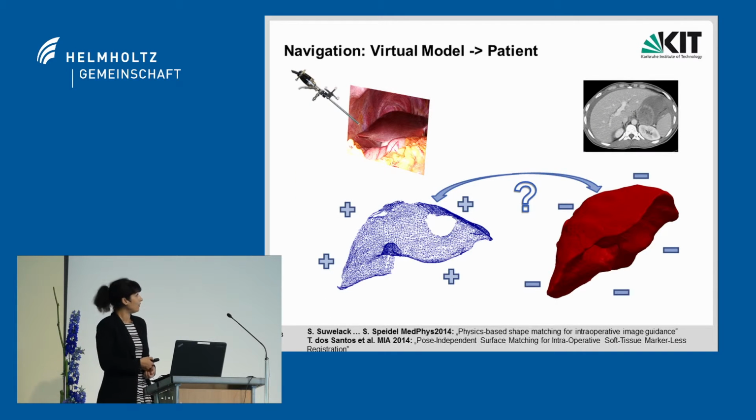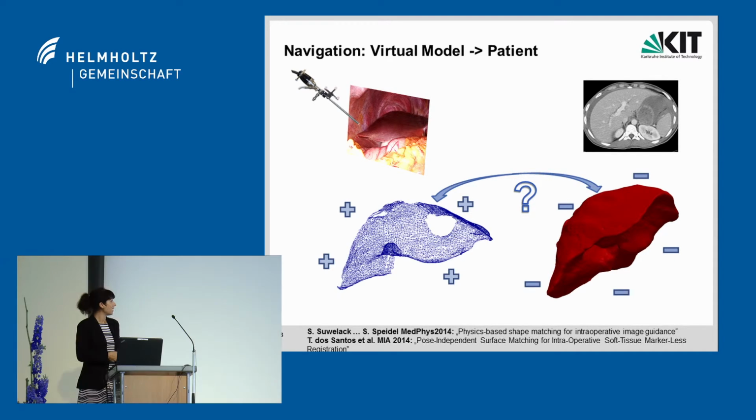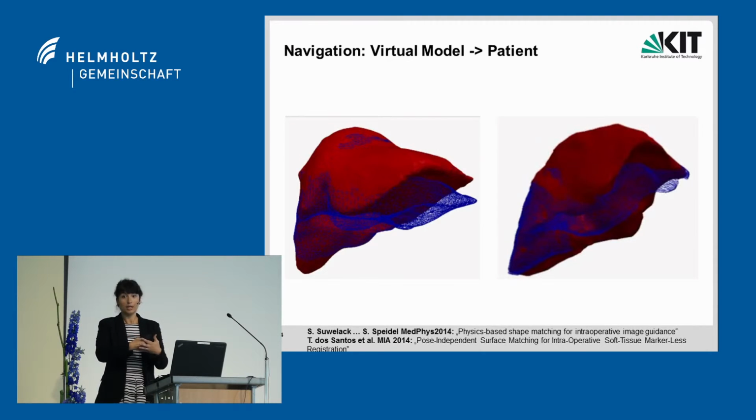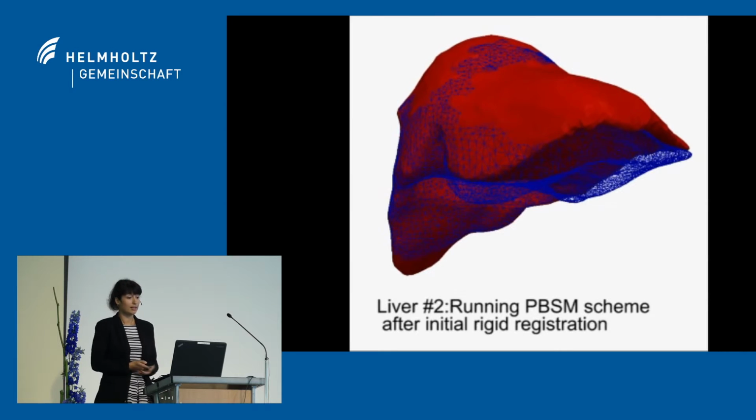So next, we have our preoperative biomechanical model. We have our intraoperative surface from the stereo endoscope, but now we need to match them to get the navigation information directly to the patient. And therefore, we developed a novel method called physics-based shape matching, which assigns charges to the surfaces of the different models. And then the biomechanical model slides into the surface of the reconstructed organ, and this is also done in real time.